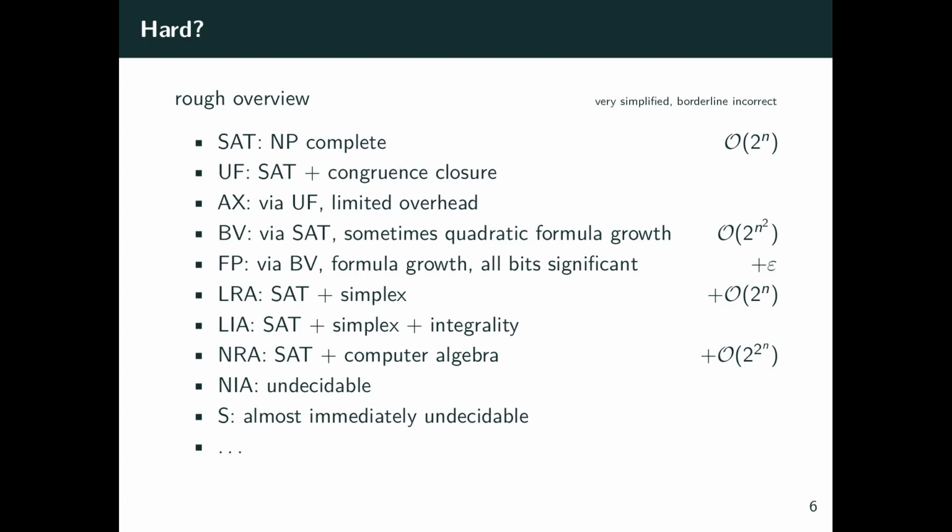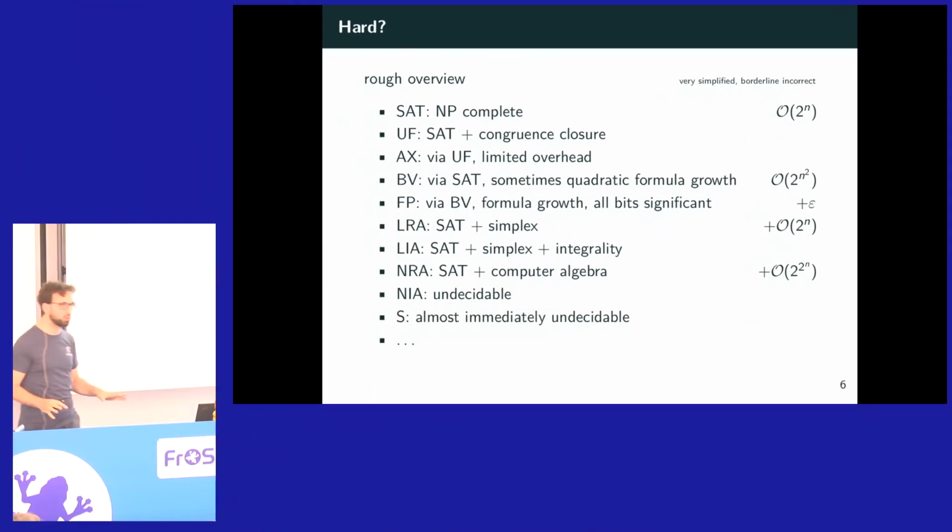So, the SAT part is already NP complete. It's one of the NP complete problems. So already the first part in this diagram is already pretty hard. And then these shorthands are all the theories, or the most important theories in the community. So UF is the most easy one, and congruence closure is essentially a union find data structure. So this is pretty easy.